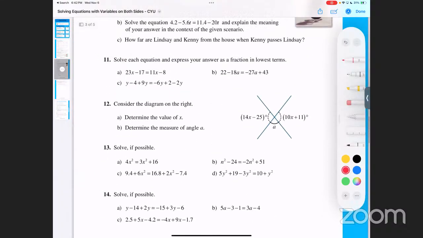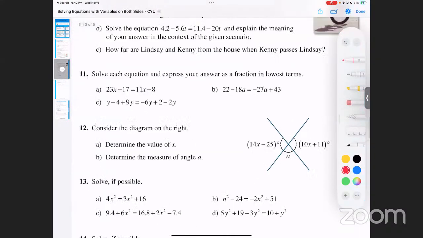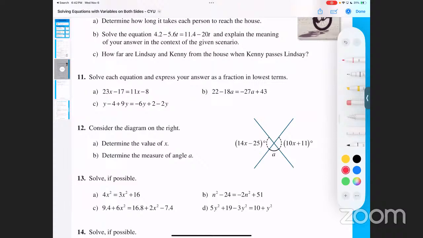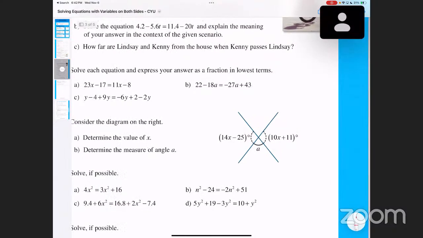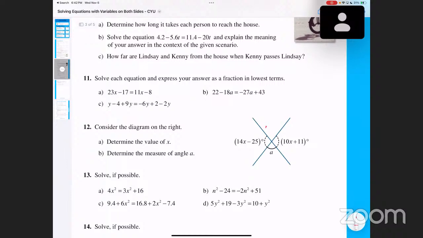Okay, so consider the diagram below, determine the value of X. How would I find the value of X? I should be able to graph it. When you have lines crossing each other, we call this opposite angles are equal. That being said, 14x minus 25 must be equal to 10x plus 11.